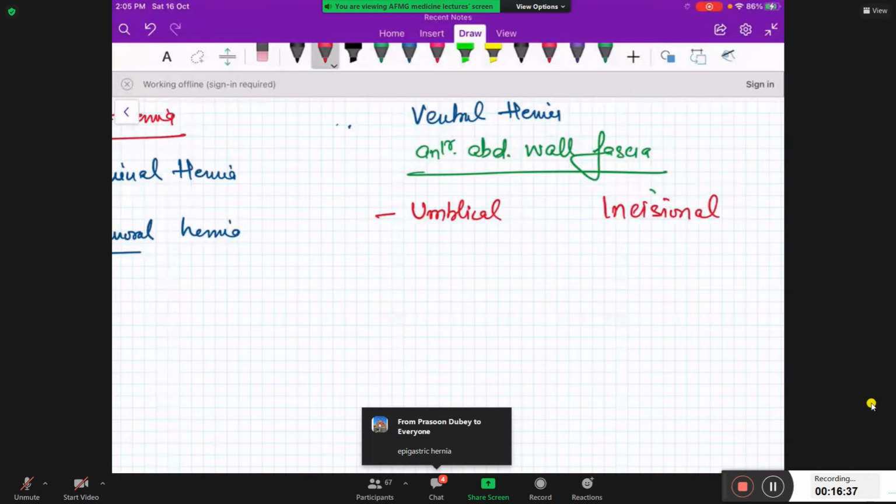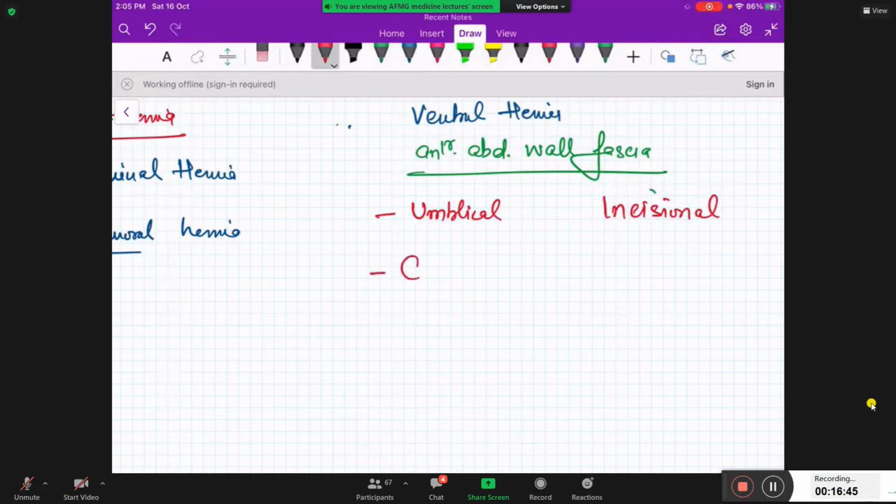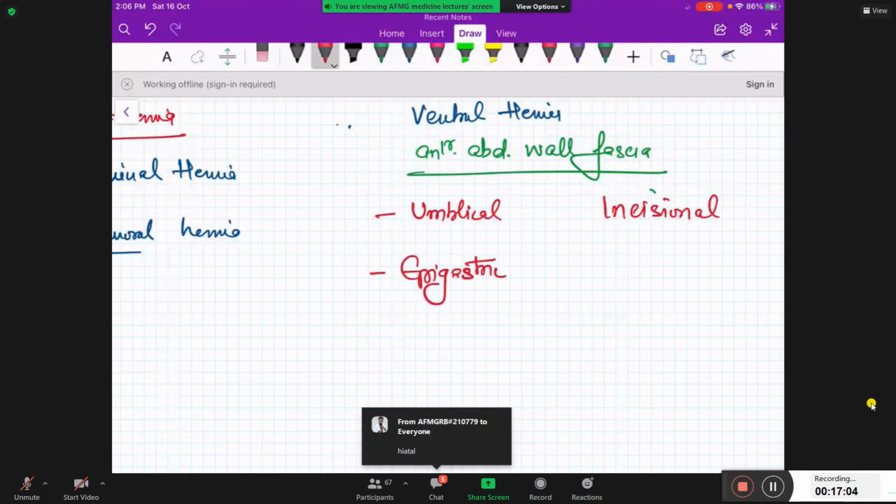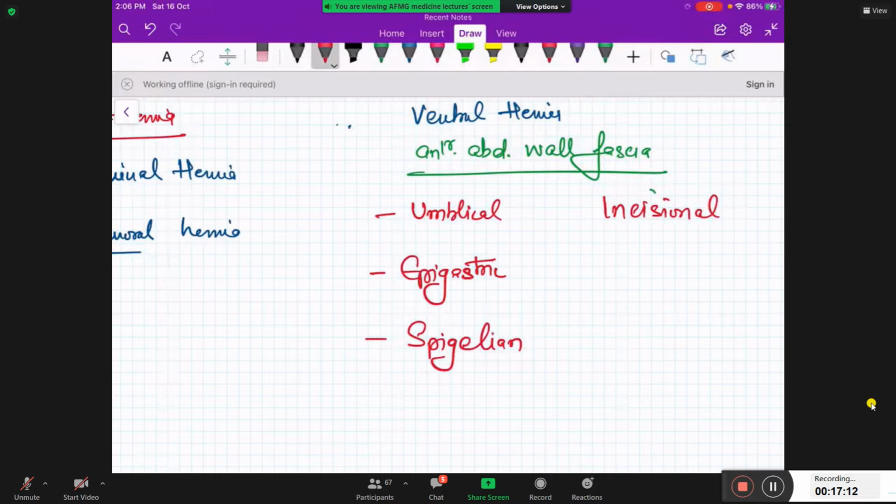What is that? Any other hernia? Epigastric hernia. The net will not work in the exam. Any other? Umbilical? Any other? Spigelian hernia, and then lumbar hernia also.